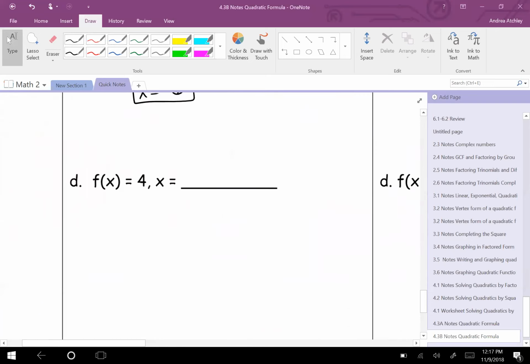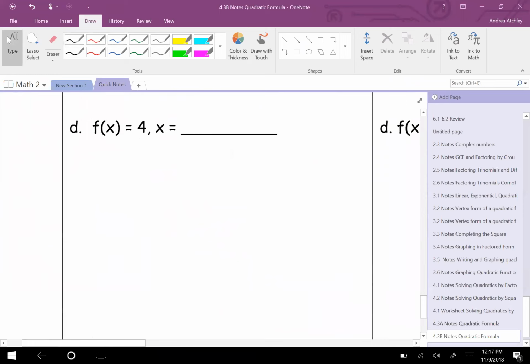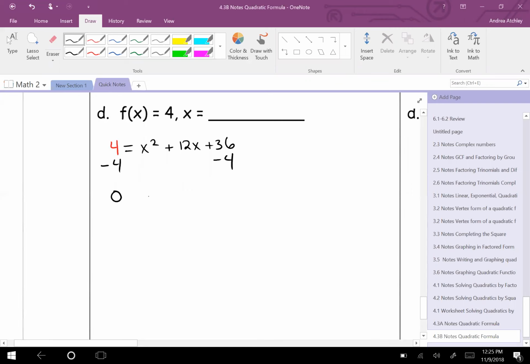Okay, next one. Now we're going to find f of x equals 4. So now I'm plugging in 4 for f of x: x squared plus 12x plus 36. Okay, in your pairs, solve that. But first you need to make it equal to 0. So you have to subtract that 4. 4 and 36 are like terms.